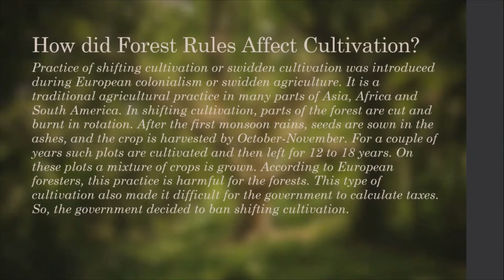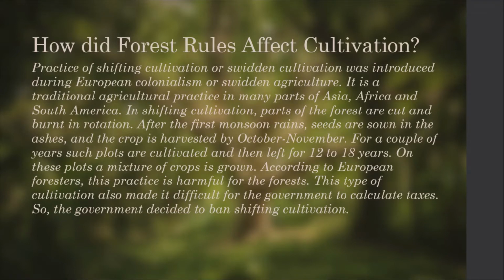How did forest rules affect cultivation? The practice of shifting cultivation, or swidden cultivation, was affected during European colonialism. It is a traditional agricultural practice in many parts of Asia, Africa, and South America.